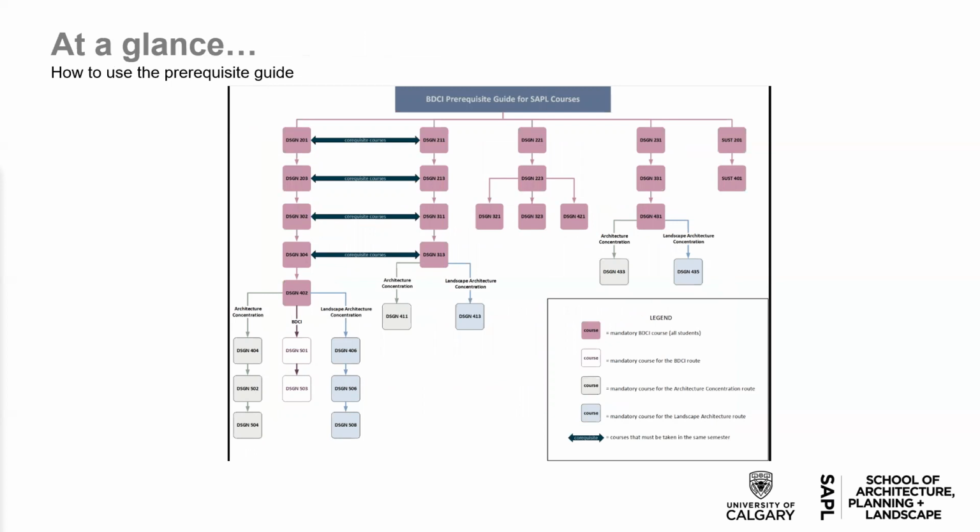Prerequisites are courses that you have to complete successfully before you can progress in the next relevant course. At SAPL, prerequisites must be at least a C- grade or higher before you can move on to the next higher level course. The purpose of this diagram is to show you how the various SAPL courses and its prerequisites are connected in the BDCI program.